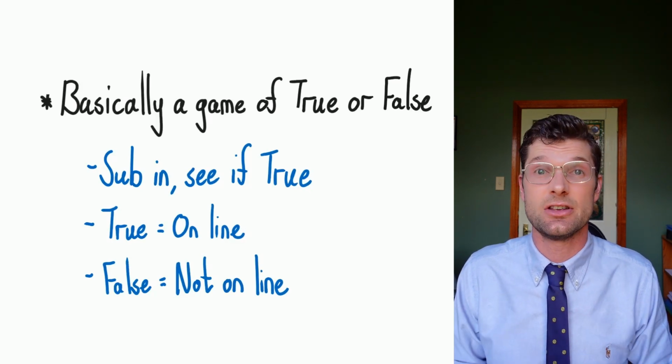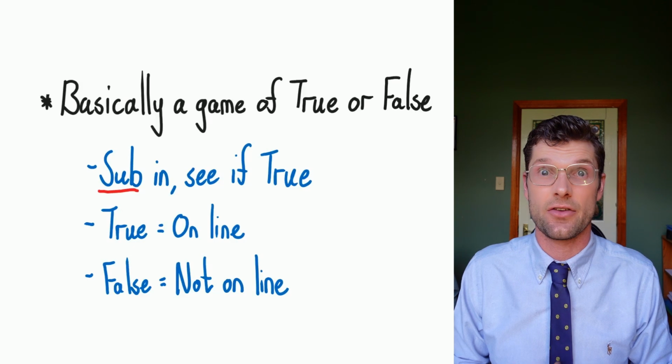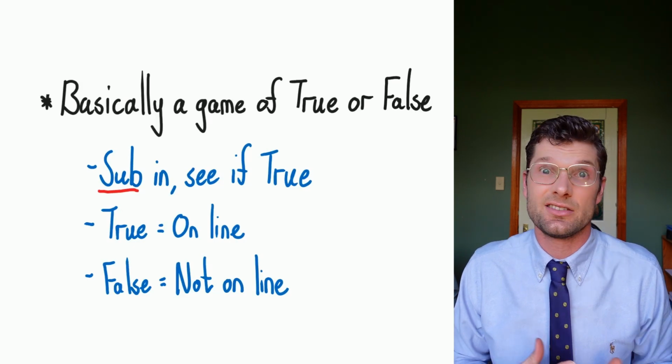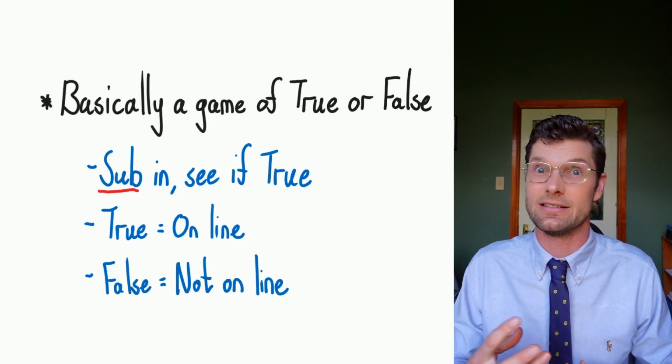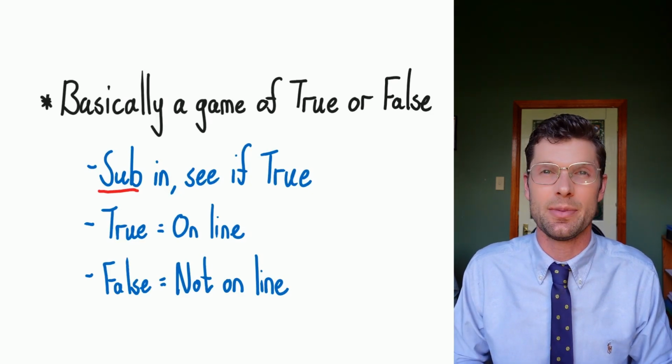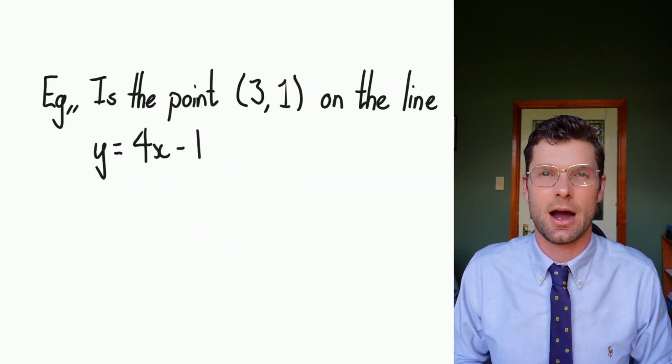So basically all this boils down to is a massive game of true or false. You sub in the numbers that you have, and if it's true, it's on the line, and if it's false, it's not. So if you can substitute numbers in and then see if 3 is equal to 3, or if 3 is equal to 4, you can do this whole topic. Just, hey, is that true or false? We're going to look at a couple of examples.